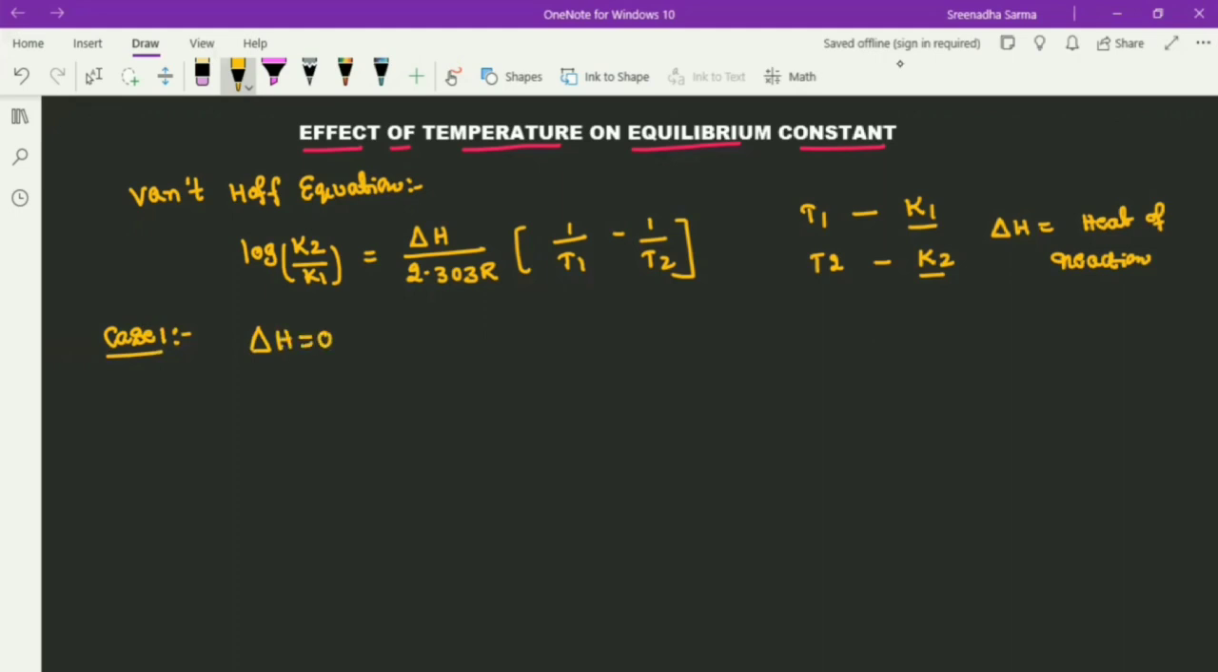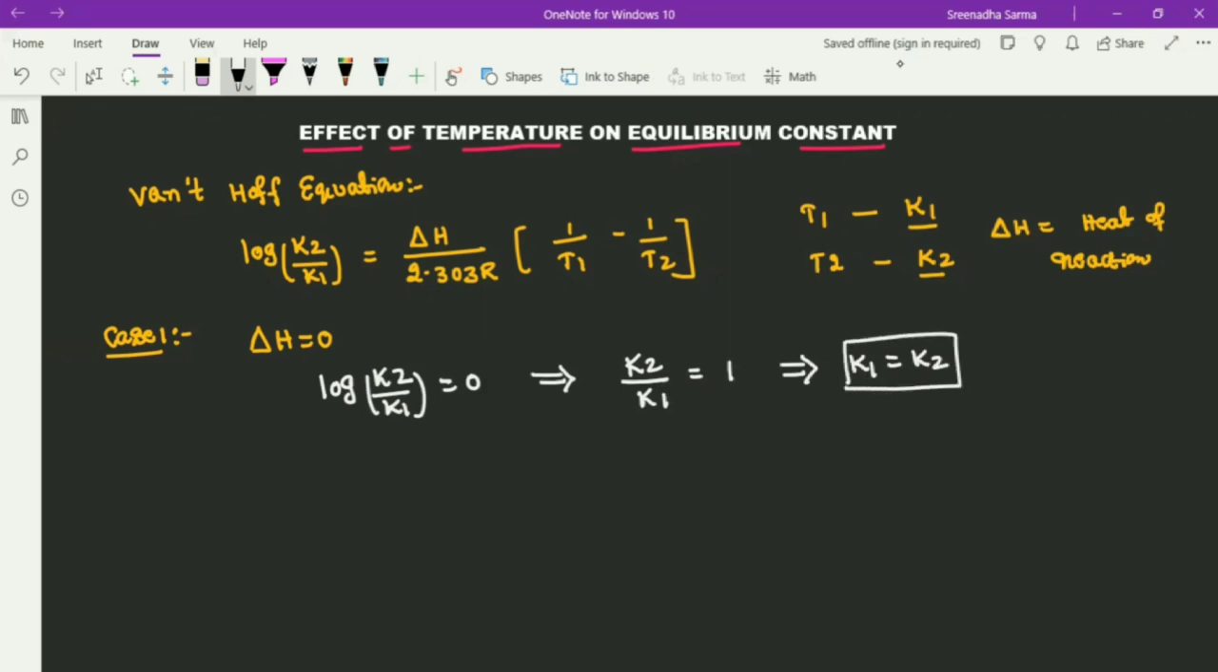That means there is no absorption or liberation of heat. So this term is equal to 0, since delta H is equal to 0. This total term is equal to 0. Therefore, log K2 by K1 is equal to 0. From this, K2 by K1 is equal to antilog of 0, which is 1. So K1 is equal to K2.